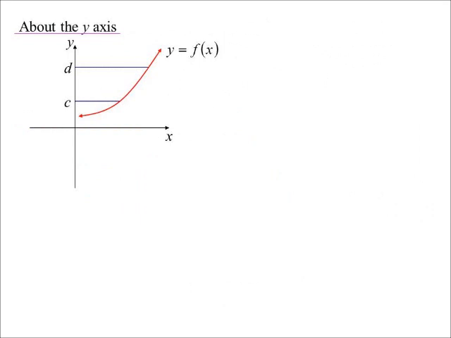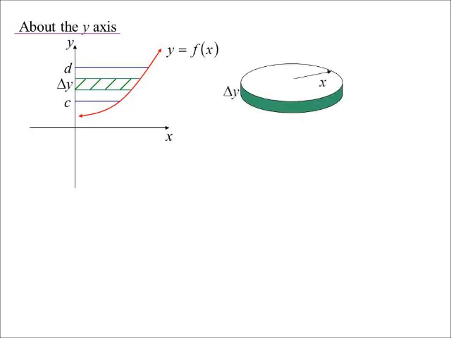So if you go around the y-axis, same sort of thing is going to happen. We want to go perpendicular to the rotation. So this time my slice is going to be horizontal. So the thickness is delta y, so I want everything in terms of y. So there's my disc, thickness delta y. Pi times the radius squared. Well, that's the x value. That'll end up being some function of y. I'm going to have to rearrange the function to make x the subject.